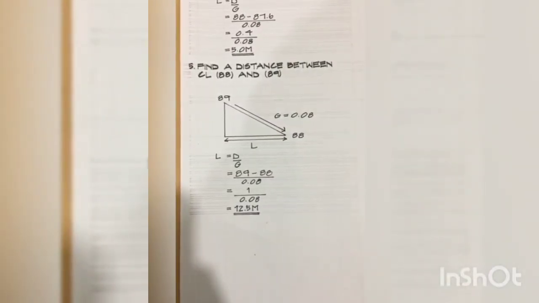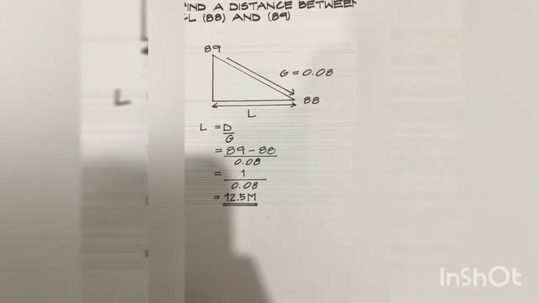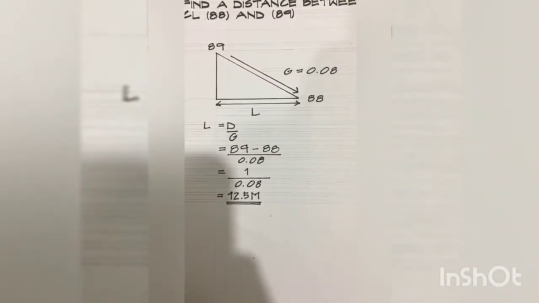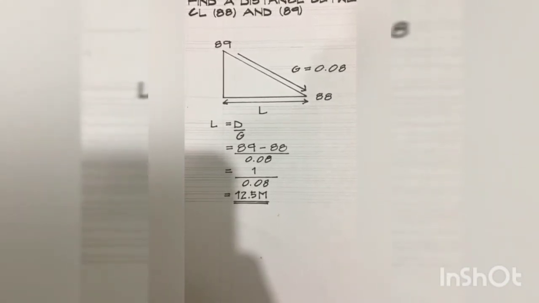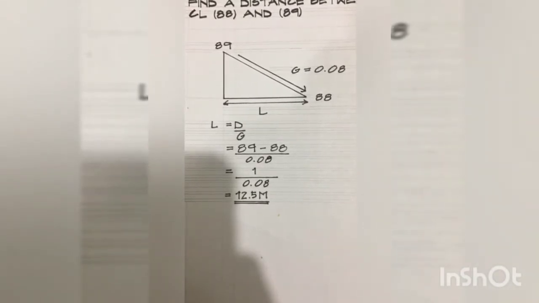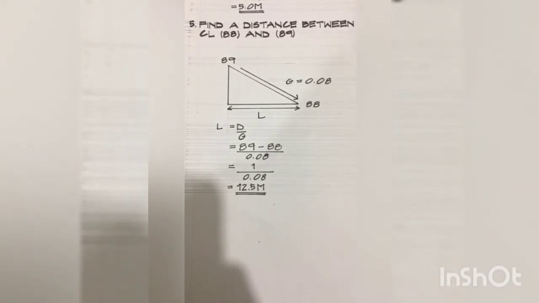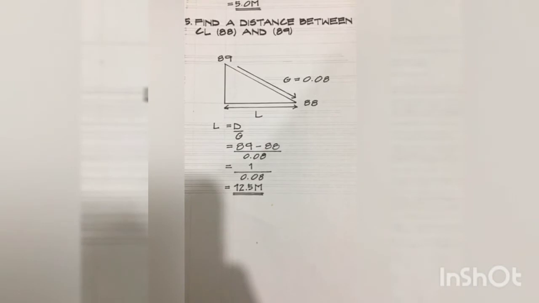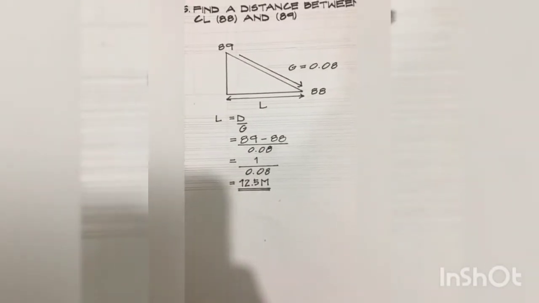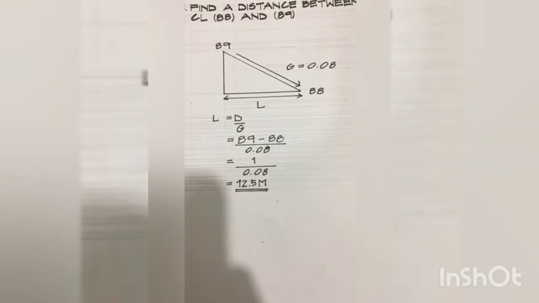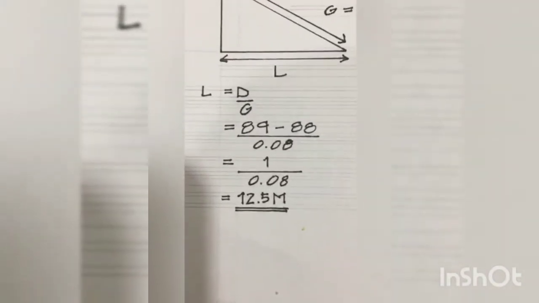Next is to find the distance between contour line 88 and contour line 89. When we draw a triangle, we have to make sure that the highest contour line, which is 89, is on the top, while the lowest contour line, which is 88, is on the bottom. To find the distance between contour lines, we also use the same formula, difference in elevation divided by gradient, but we change the gradient to 0.08, and the answer will be 12.5.